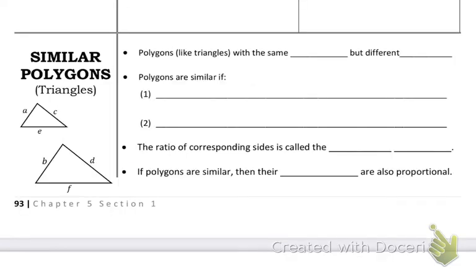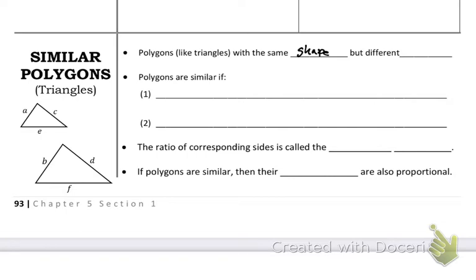All right. That leads us to similar polygons, particularly triangles, but this works for any polygon. Polygons, like triangles, with the same shape. In order to be similar, you must have the same shape. So a triangle can only be similar to a triangle. It can't be similar to a square. It's got to have the same shape. Now, to be congruent, two triangles need to be the same shape and size. What we're changing here is polygons, like triangles, will have the same shape but different sizes.